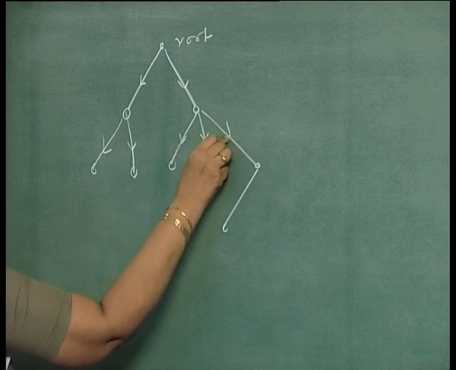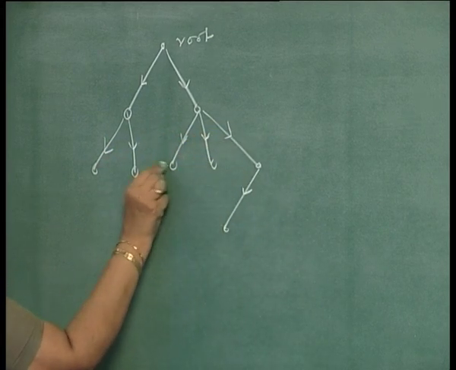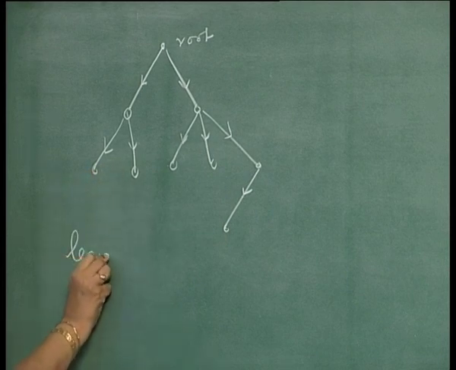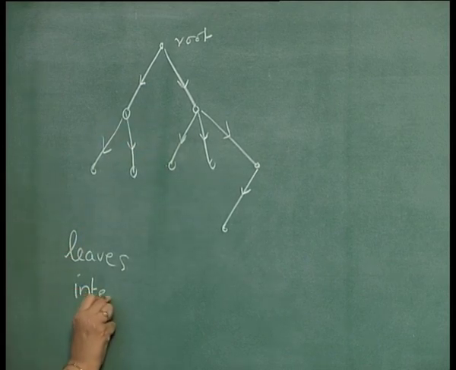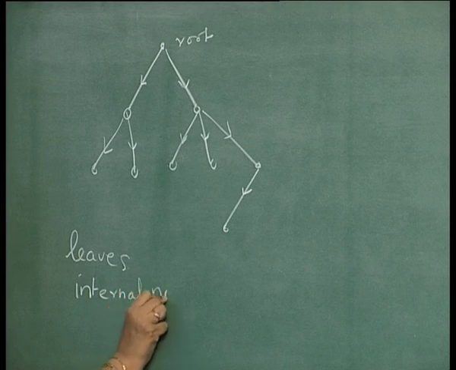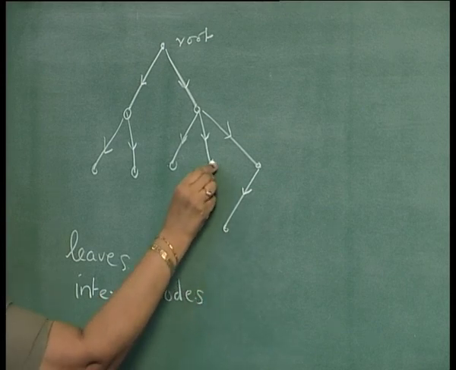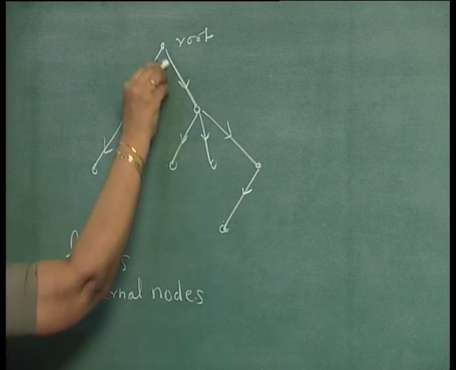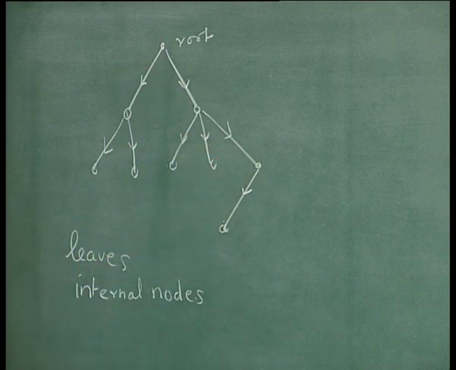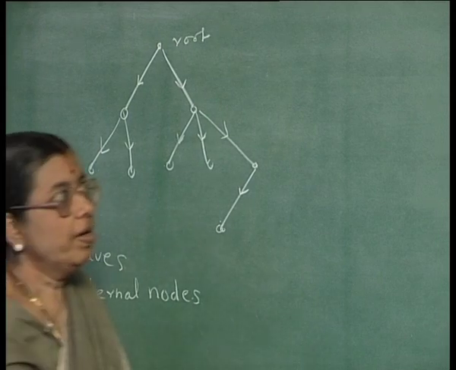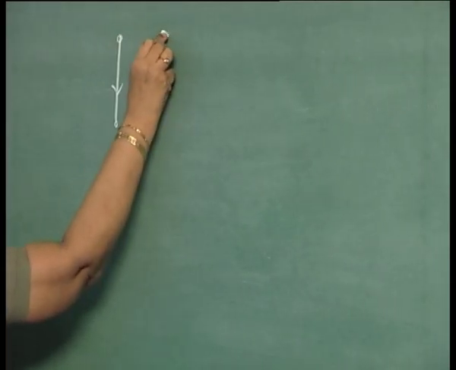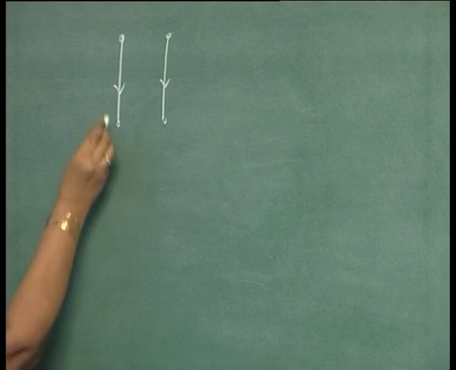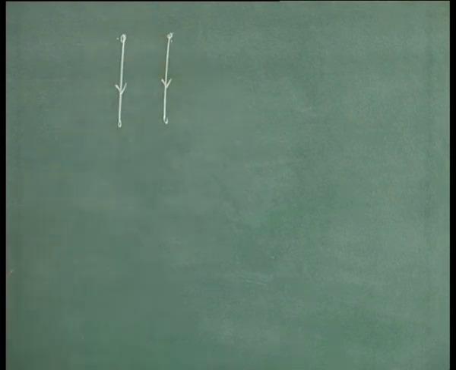This is a tree. These are called leaves. The other nodes are called internal nodes. For every node, there is a directed path from the root to the node. The following are not trees. Consider this. If you have something like this, this is not a tree because you are having two nodes with in degree 0. So, that is not a tree.